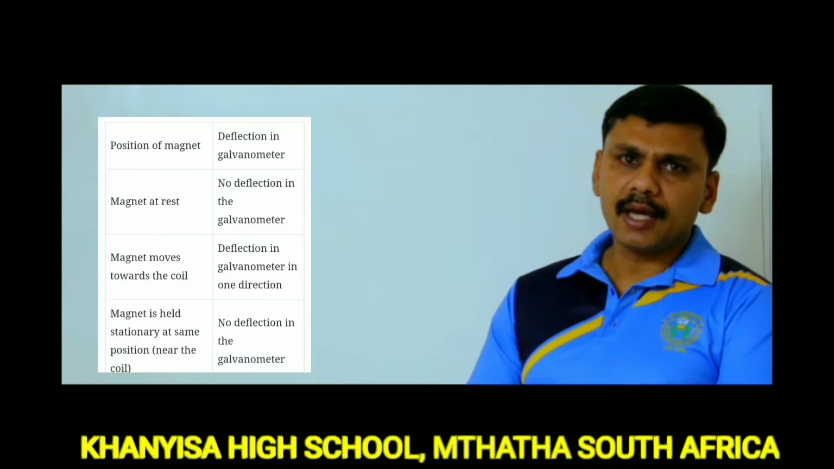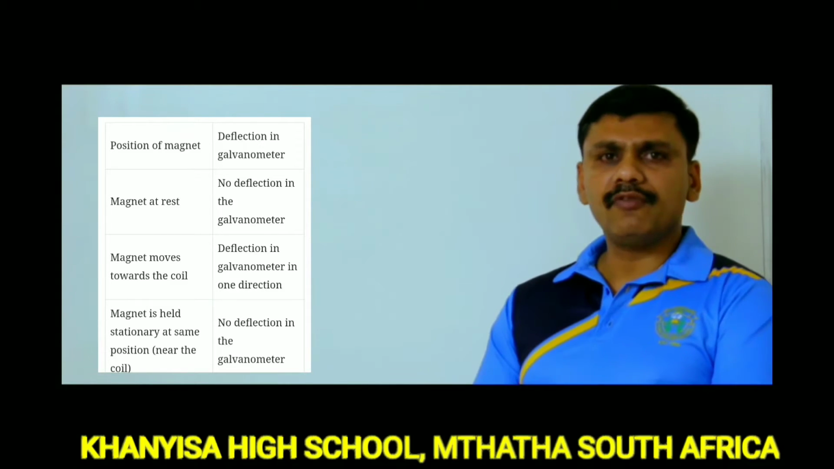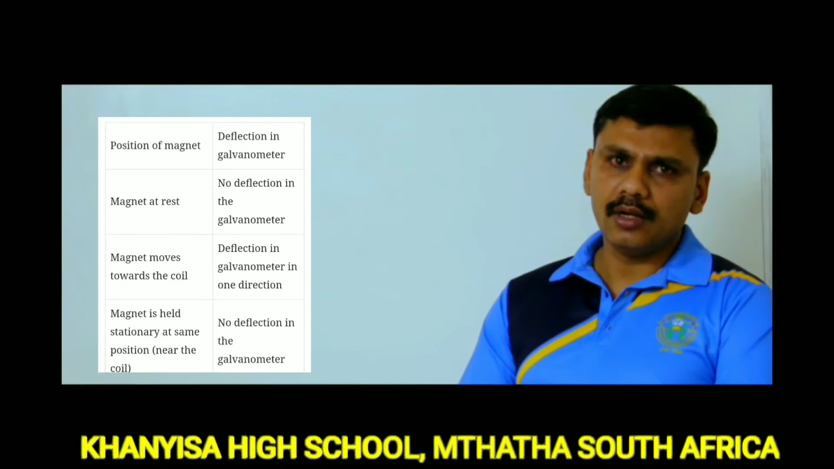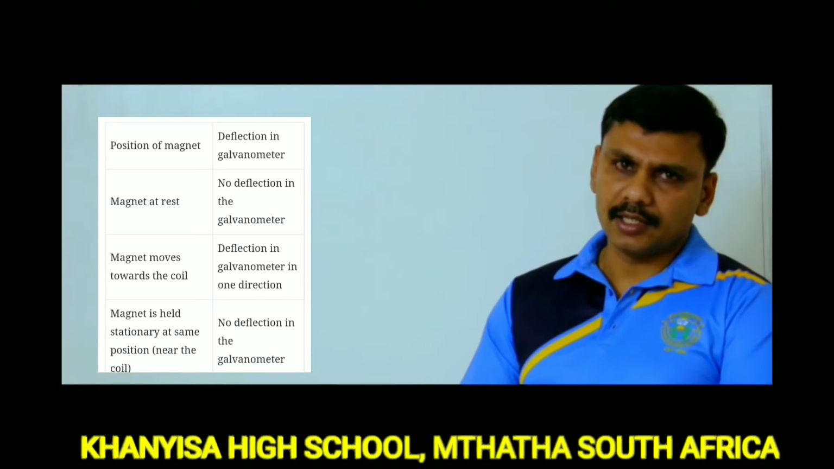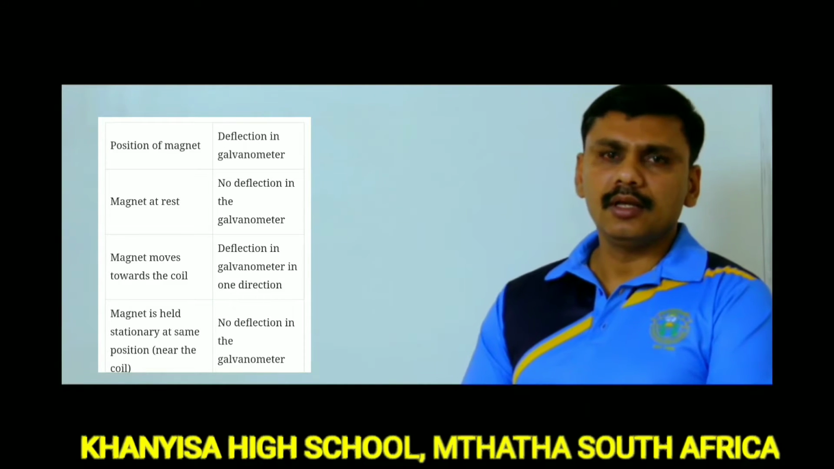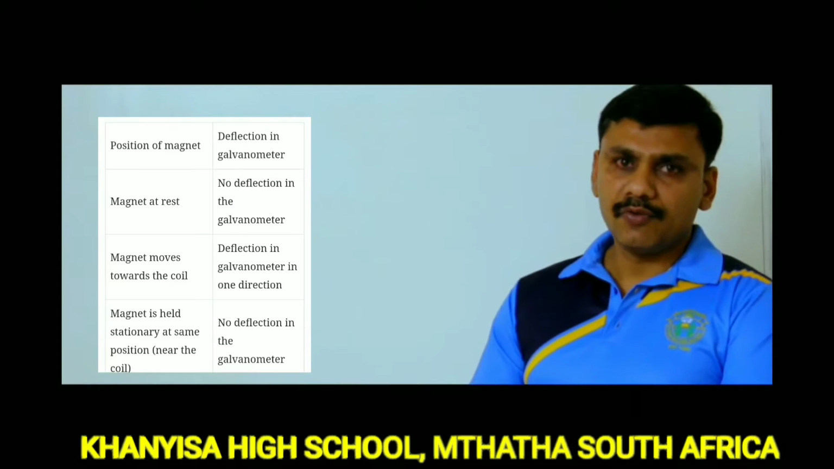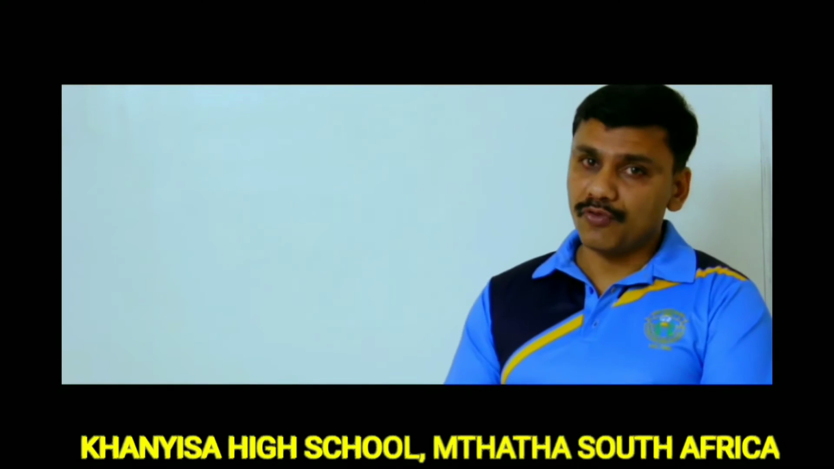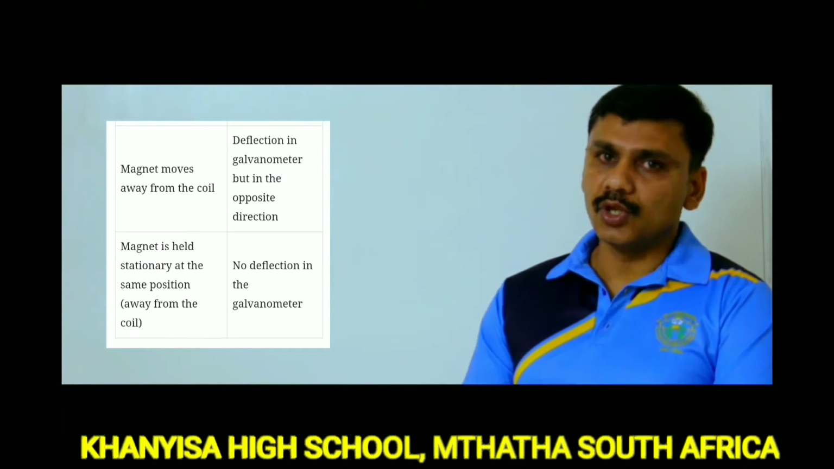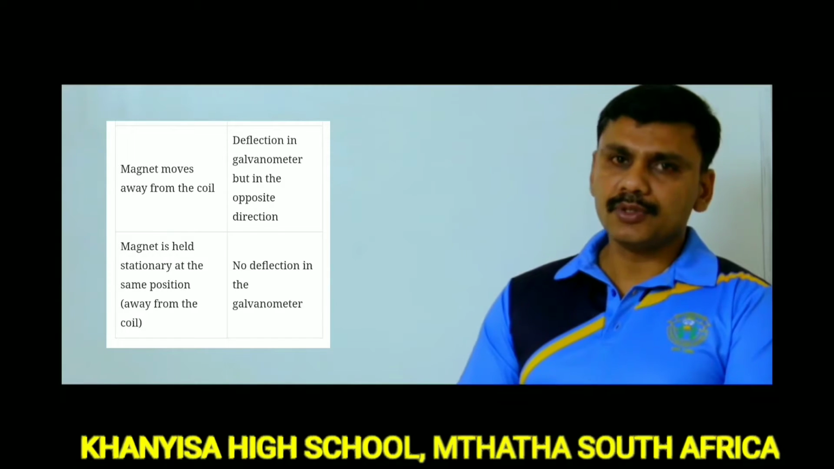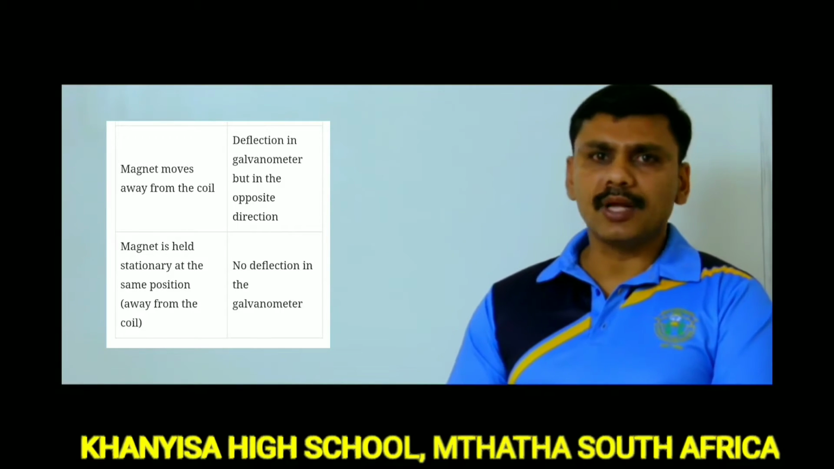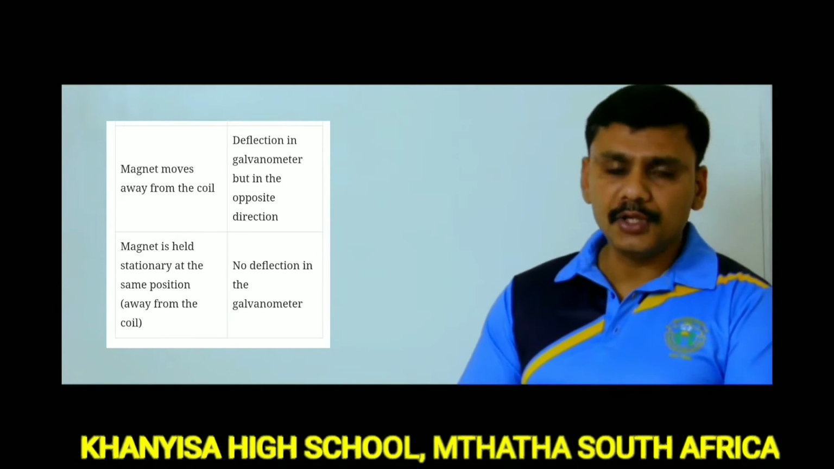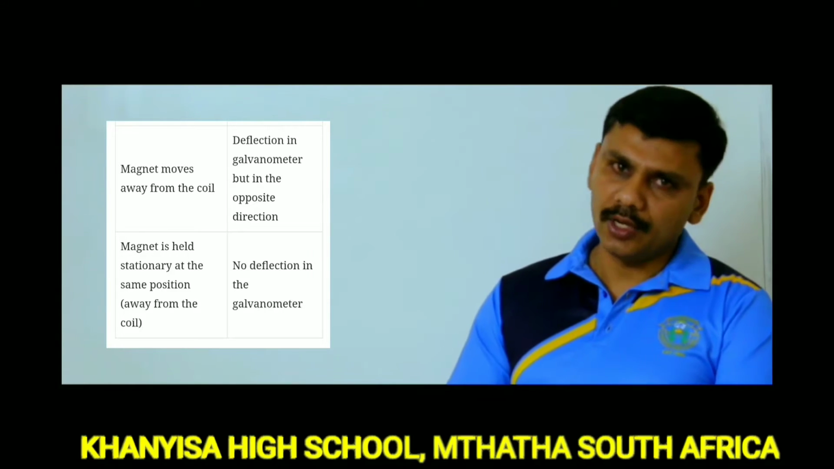You can see when the magnet moves towards the coil or away from the coil, the galvanometer will deflect. When it moves towards the coil, it will deflect in one direction. When it moves away from the coil, it will deflect in the opposite direction. So when there is a relative motion between magnet and coil, only then will there be a production of current. And this current is known as induced current, because here we are not using any battery or a cell for the production of current. Here the current is being induced by the relative motion between the magnet and the coil.